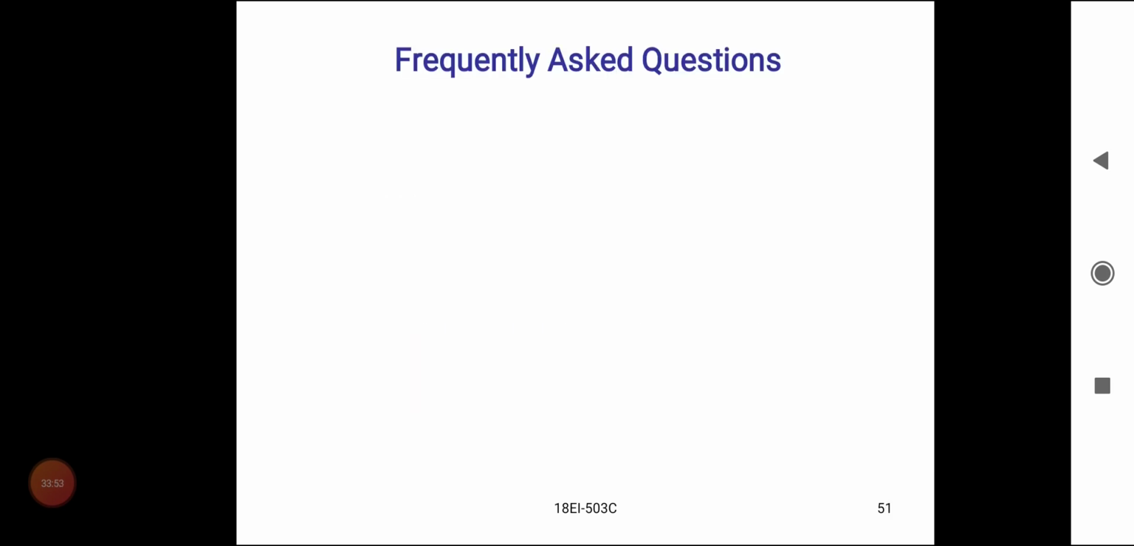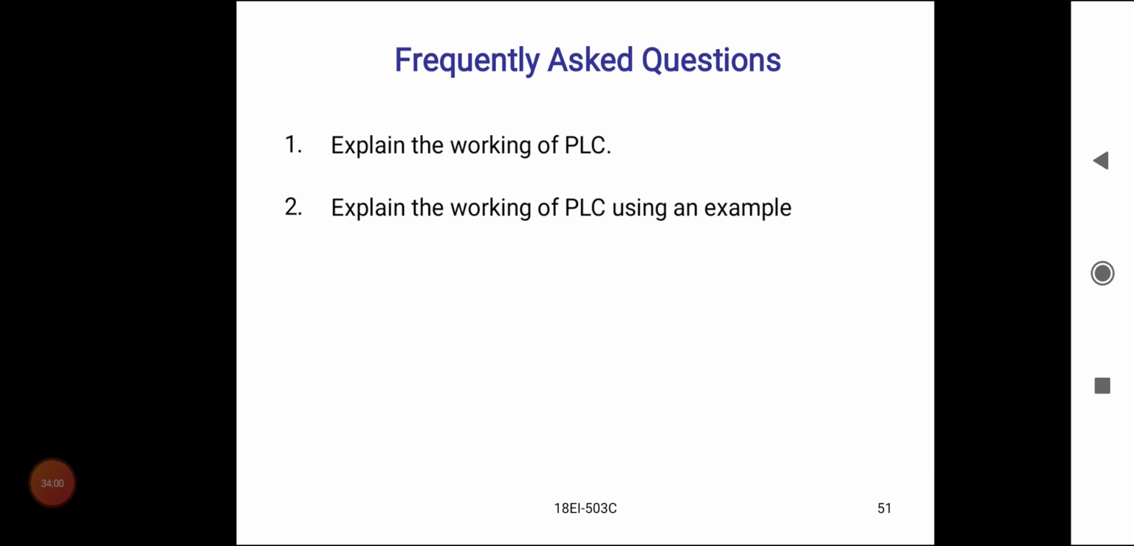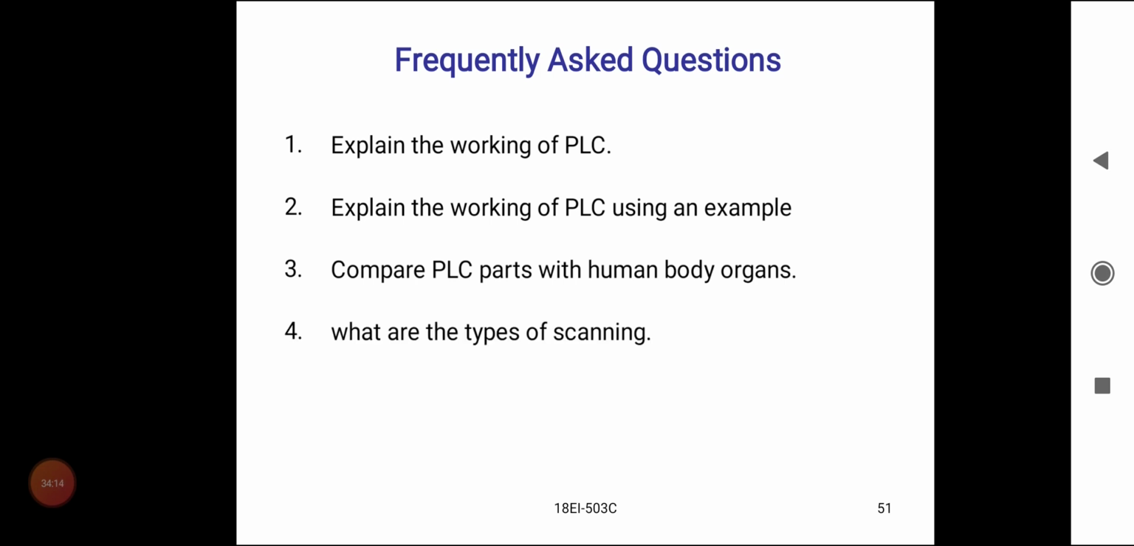The frequently asked questions from the topic are: 1. Explain the working of PLC. 2. Explain the working of PLC using an example. 3. Compare PLC parts with human body organs. 4. What are the types of scanning?